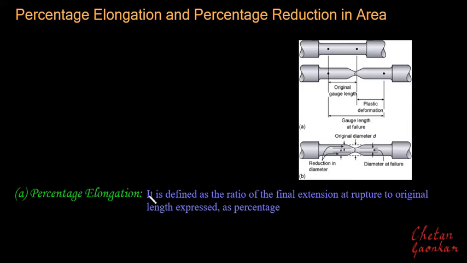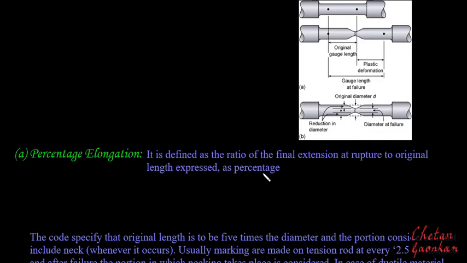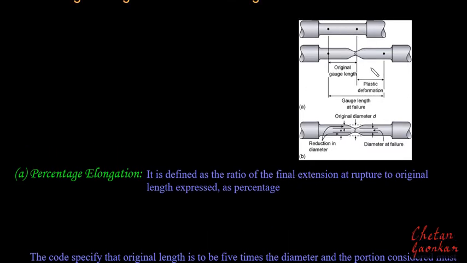Hence, the percentage elongation can be defined as the ratio of final extension at the rupture, that means this length, to the original length, expressed as a percentage. So basically it is the ratio of the gauge length at failure, or final extension at the rupture, to the original gauge length. All right, and the percentage of that is called percentage elongation.